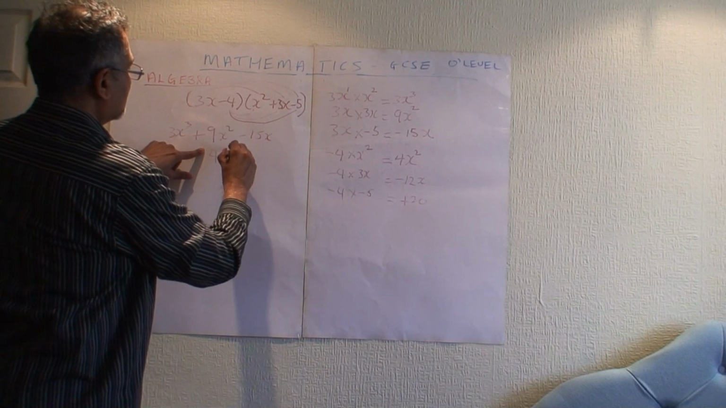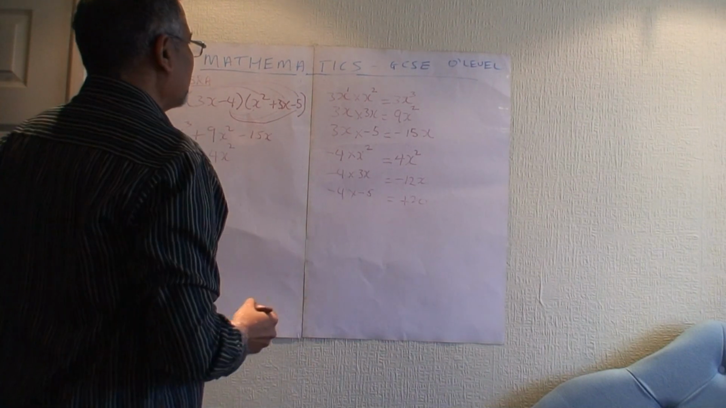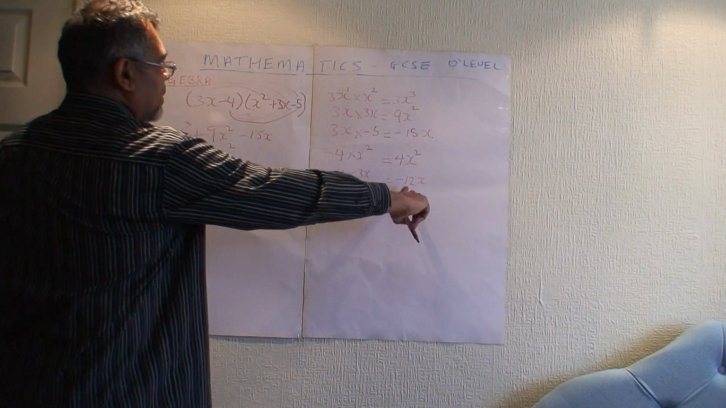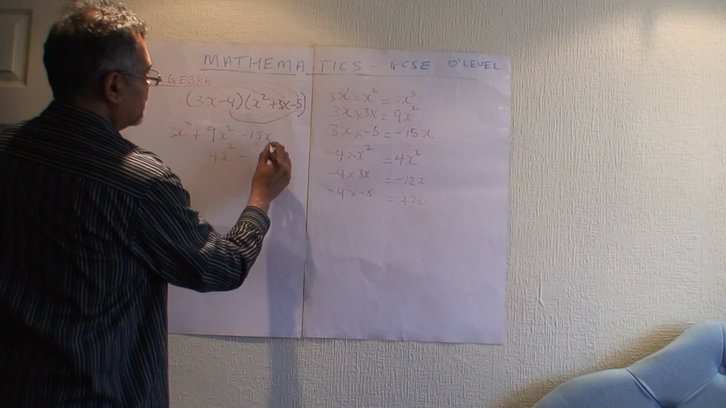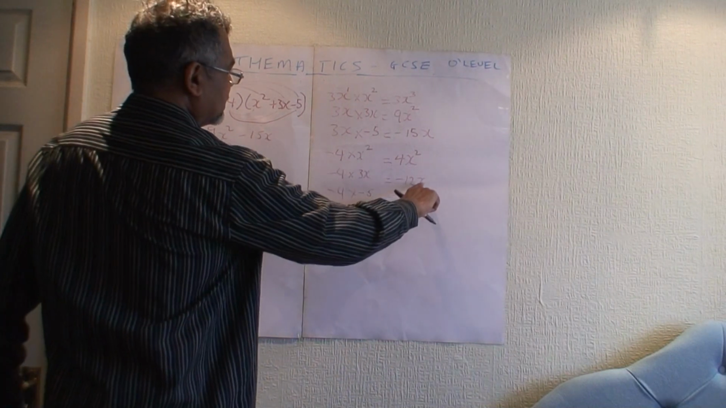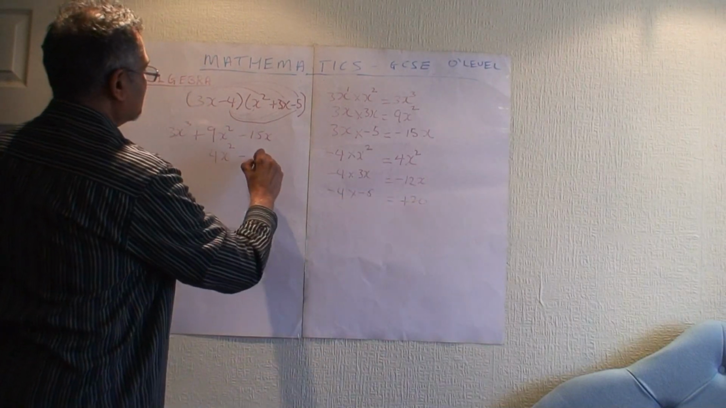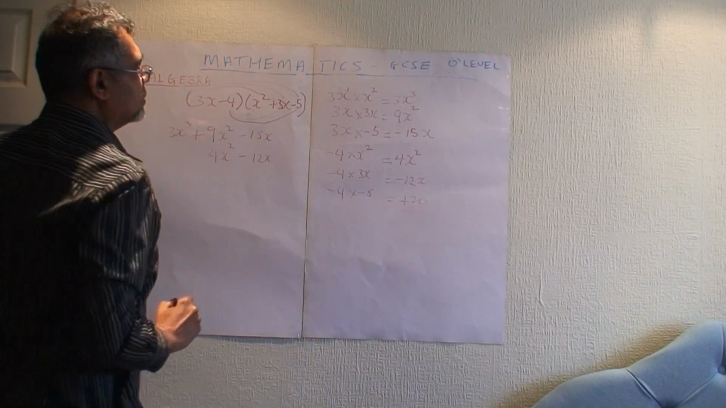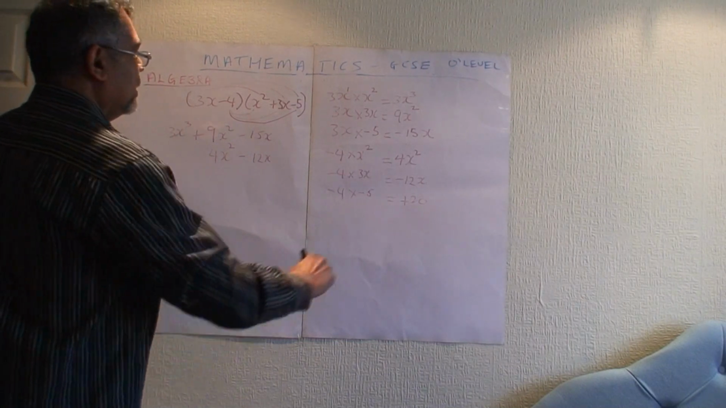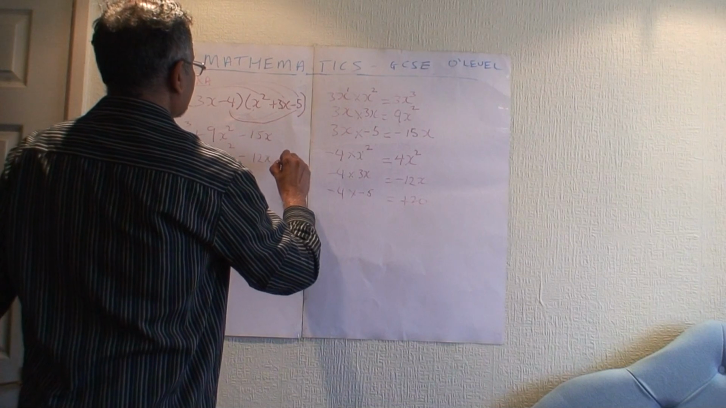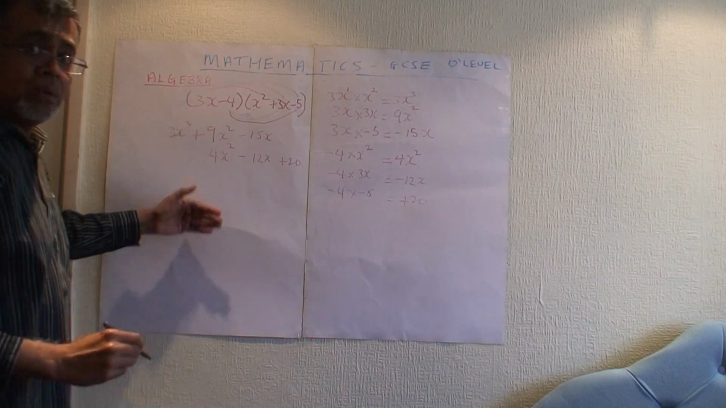Just below the 9x squared. Minus 12x, we put it down here, below the 15x. Minus 12x goes right here. And then we have plus 20. So we work it out now.